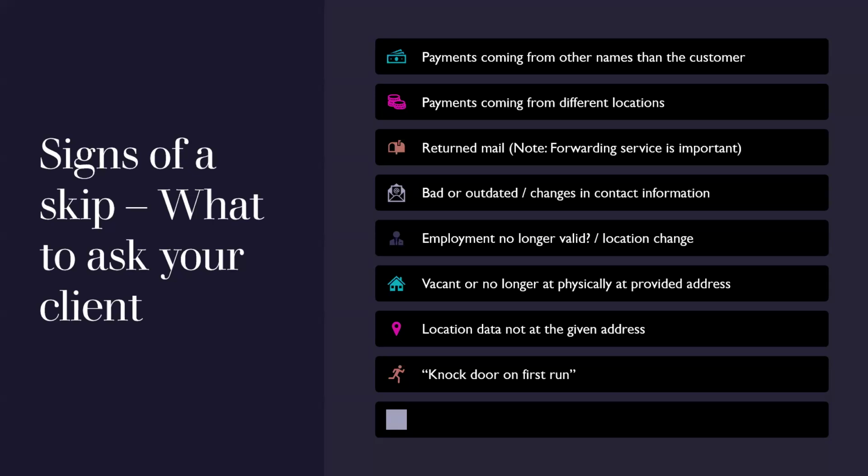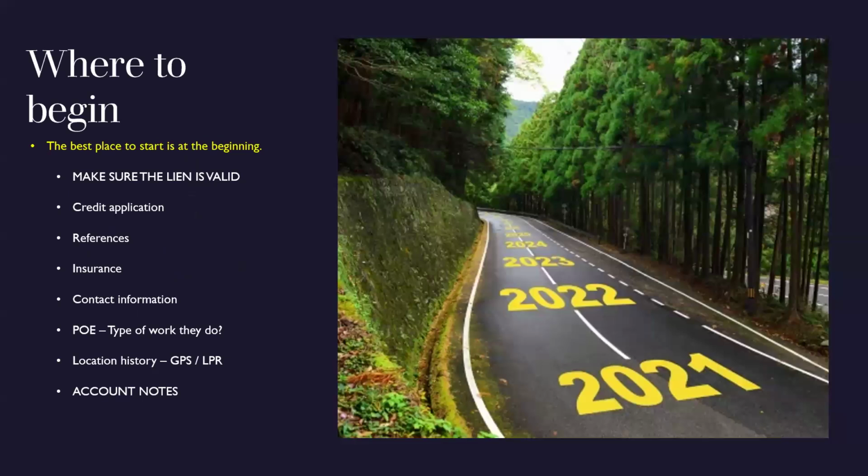There's changes in their life. Employment may no longer be valid, or if they were working at McDonald's, say in Dallas, and all of a sudden they're working at McDonald's in Jackson, Mississippi, I think it would be safe to say that they possibly moved to Jackson, Mississippi. Obviously, if the address is vacant, they're no longer physically at the provided address. Location data is not at the given address, which means if you have GPS or LPR hits, they're not in the region or at the address that's provided. And for many of us agents, we know it's a door knock when a client sends over an account that says, please door knock on the first run. That's usually a sign that they're just trying to get us to validate the address.